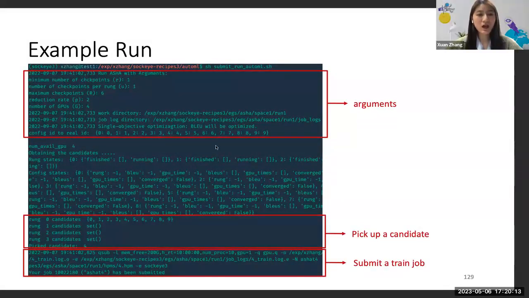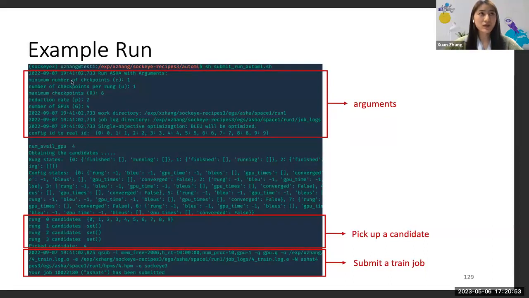So we've been using the ASHA implementation for our own real experiments, and it turns out very useful and easy to use. Here we show an example run on our grid at Johns Hopkins. We only need to run a single line of command here, sh submit run AutoML.sh. And of course, you need to set up some arguments beforehand. Then we can just sit back or go work on other stuff and wait for the program to run and finish by itself. And here it prints out the arguments we set beforehand.